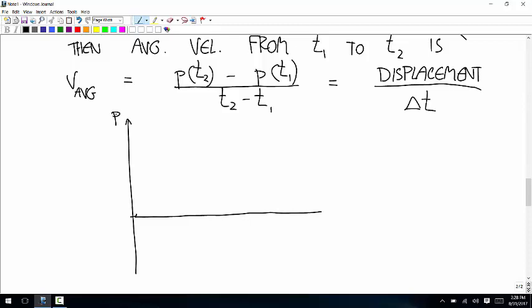Okay, so position is on the vertical, time is on the horizontal, and let's say that this is the function of position over time. And let's say that this is the instant we choose for T1, and this is the instant we choose for T2.